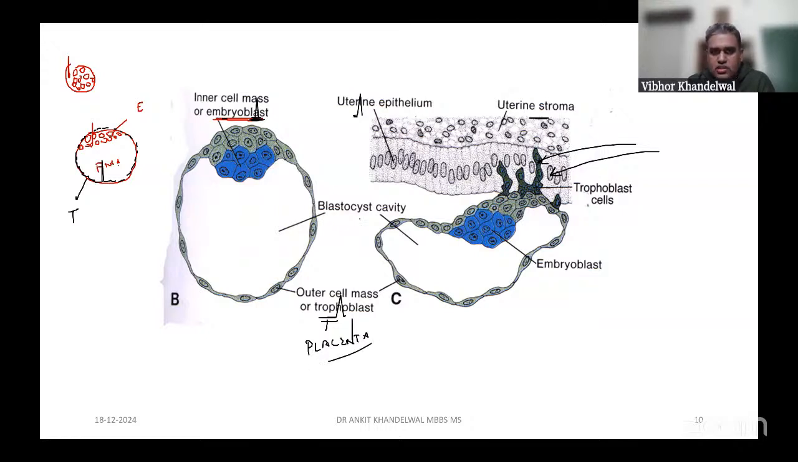And here you have this blastocyst cavity. This is all blastocyst that is occurring at around day 5. And this is obviously the beginning of implantation, so we can call it day 6. That is your first week. I hope the first week is clear.